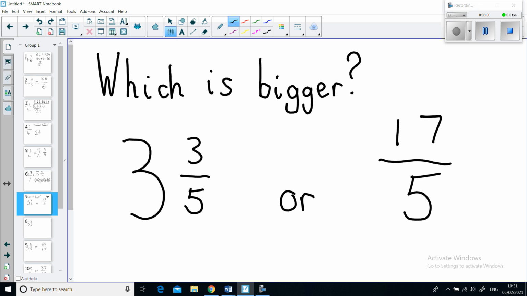So you need to make sure that they are either both mixed numbers or both improper fractions. It does not matter which. So let's choose one. Let's choose to convert our 3 3/5, our mixed number, to an improper fraction. Let's do that one first. Okay, so now they'll both be improper fractions.